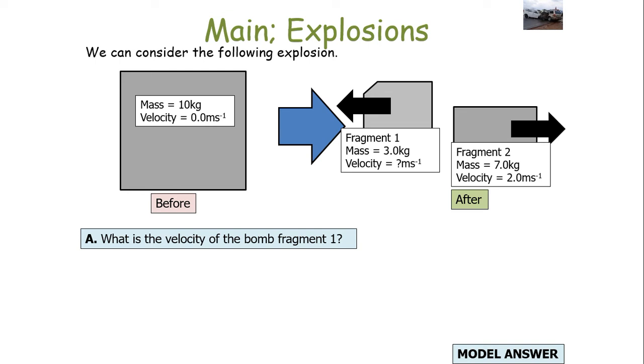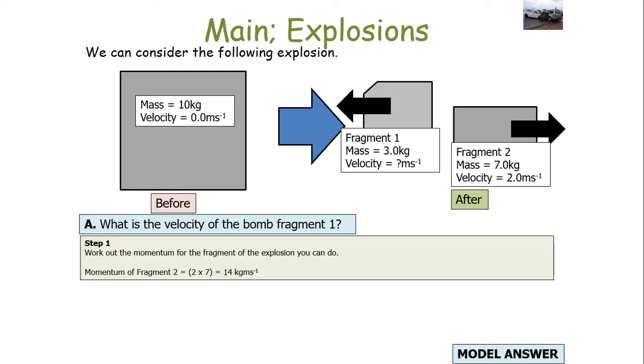Well, to do this, we've got to take another 3 steps like I mentioned previously. Step 1: work out the momentum for the fragment in the explosion, which you can do. Now, we don't have enough information to work out fragment 1, but we do have enough to work out fragment 2. So we do momentum equals mass times velocity, so it's going to be 2 times 7, so we get 14 kilogram meters per second.